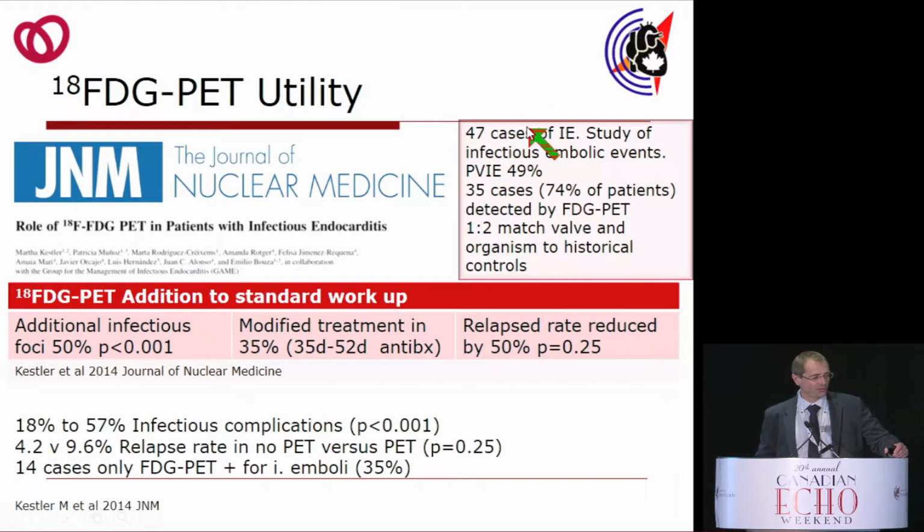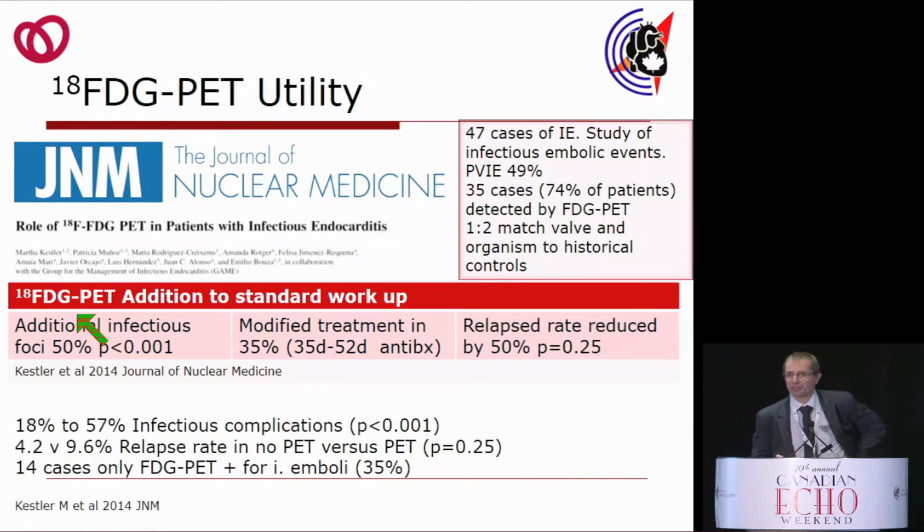And so they looked back, and of 47 cases of proven endocarditis, about 50% of them had native valve endocarditis and 50% had prosthetic valve endocarditis. This was primarily a study looking for infectious embolic events and what the implications are for our patient management. And three quarters of the patients were found to have infectious embolic events. So then they went back and matched these patients to historical controls from their center. And what they found was that using FDG PET imaging, there was a 50% increase in the pickup rate for infectious embolic events. So many of you will say, well, that really doesn't make any difference.